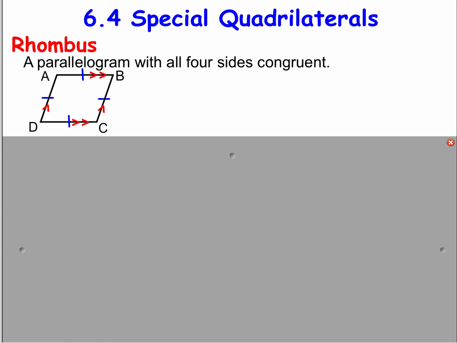So without further ado, we will go ahead and get started on Chapter 6, Section 4. So go ahead and take out your notes and have something to write with so that you can start taking notes.